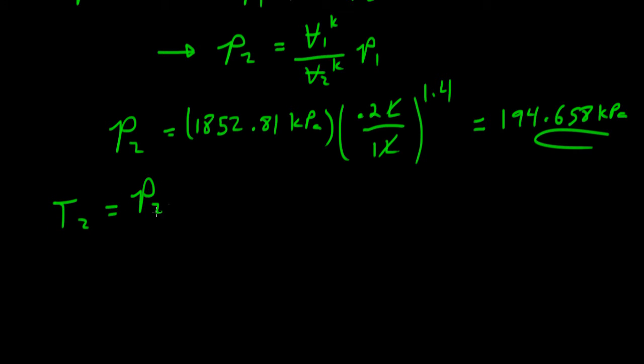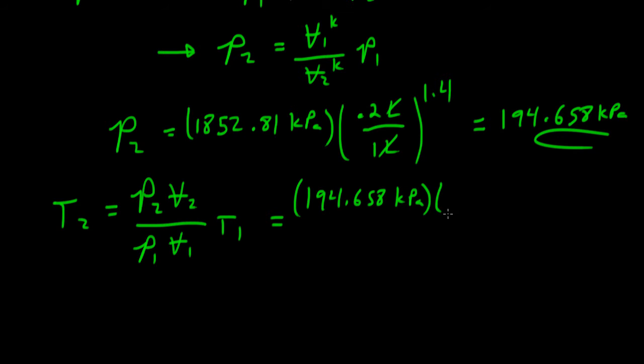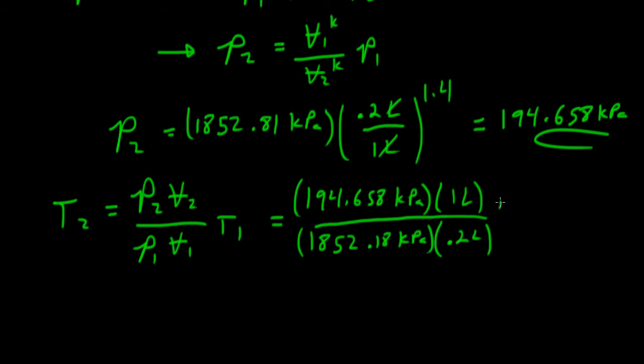T2 is equal to P2 V2 divided by P1 V1 all times T1, which is equal to 194.658 kilopascals times V2, which is 1 liter at the end of the expansion stroke, divided by our initial pressure of 1,852.18 kilopascals times our volume at the beginning of the expansion stroke, which is 0.2 liters, all times the absolute temperature, which is 1,086.3 Kelvin. See that the liters cancel, the kilopascals cancel, and we're left with an answer in Kelvin. The final answer is 570.897 Kelvin.